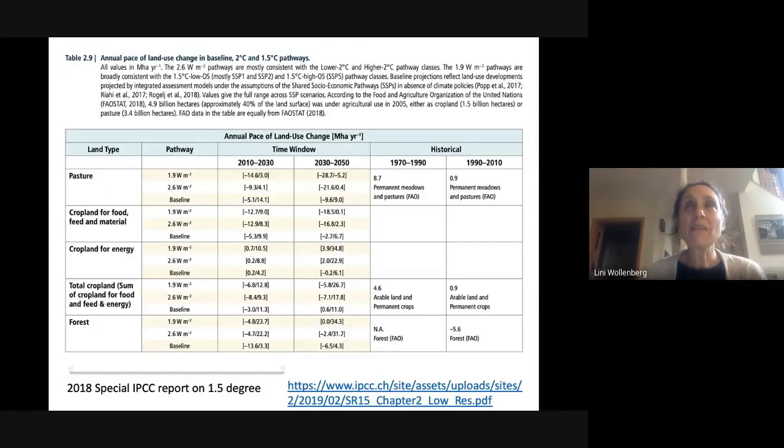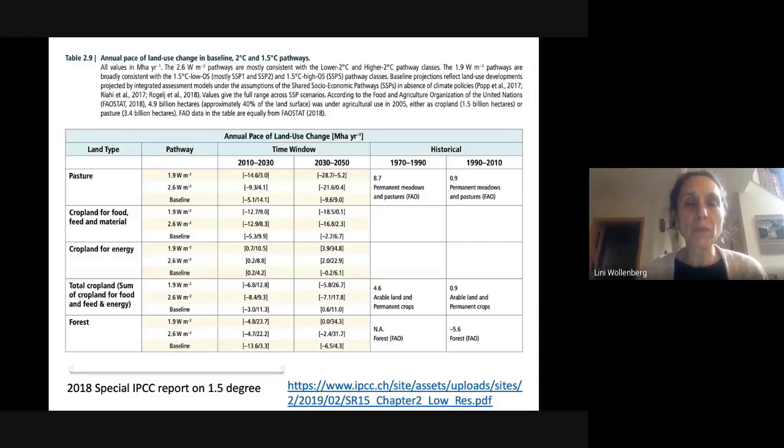So the representative concentration pathways are very simplistic in terms of their assumptions. And I'm just throwing this table up here as a reference. You can find this in the special IPCC report on 1.5 degrees. Basically what this table does is it gives you some of the assumptions behind the pathways for 2 degrees and 1.5 degrees. And what you can see, I'll just summarize because you probably can't see the numbers that well or don't want to take the time, is that, for example, the categories of change are very simple.